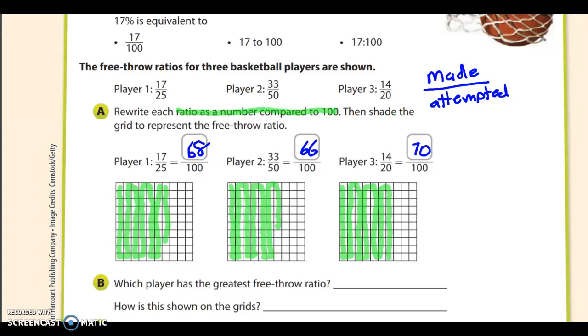Question B says, which player has the greatest free throw ratio? It's player 3. How is this shown on the grids? They have the most shaded. All right, let's move on.